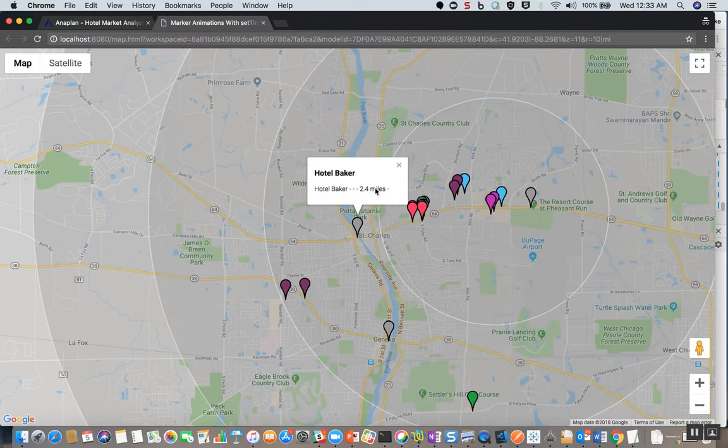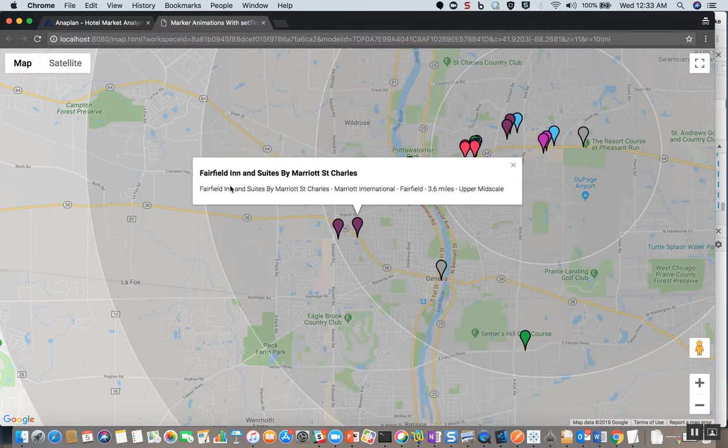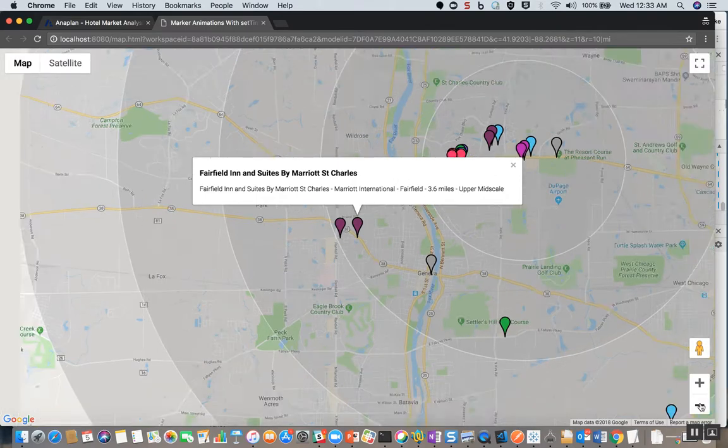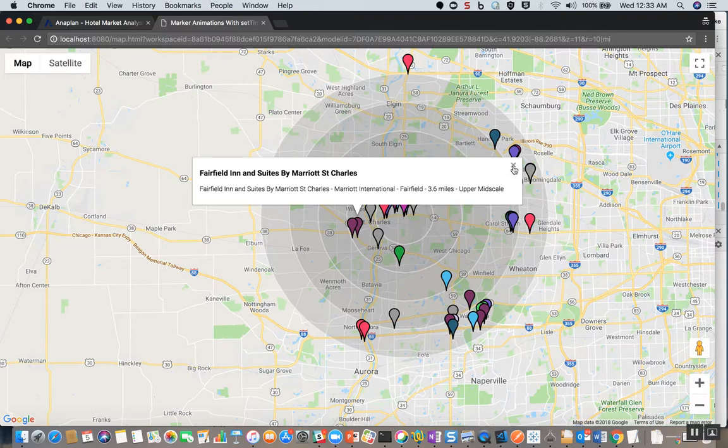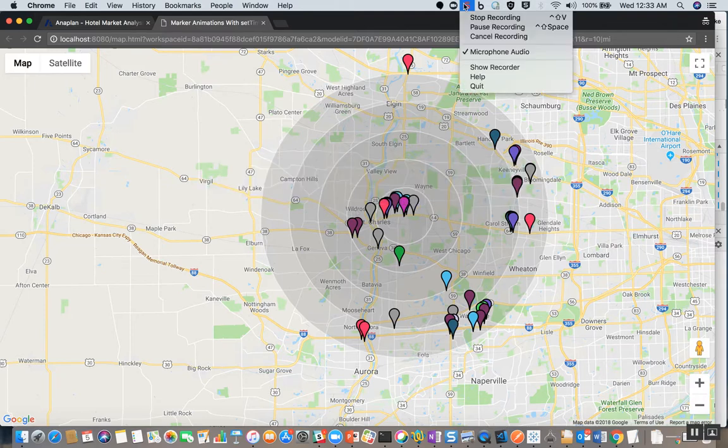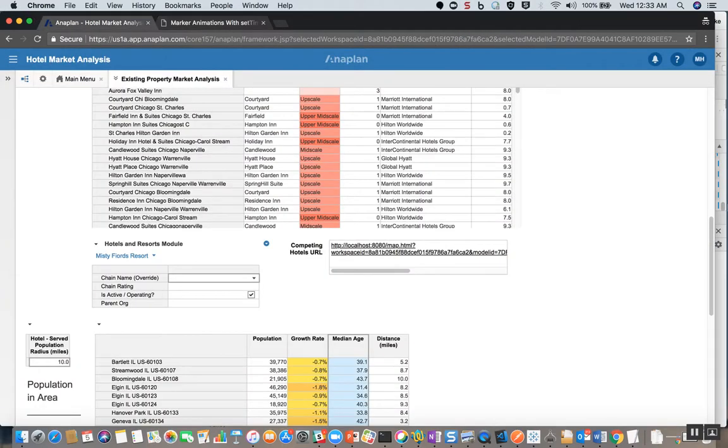For example, the Hotel Baker, I would suspect, is an independent hotel. It's not part of a chain. Whereas this one here, the Fairfield Inn and Suites, we can see that that is owned by Marriott International, and it's in the Fairfield chain, and the Fairfield chain is upper mid-scale. There's a restaurant in the distance and what have you. So there's various bits of information that are displayed here on the map.